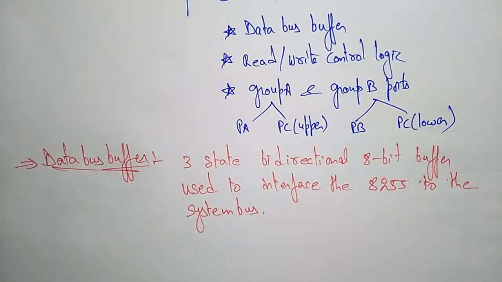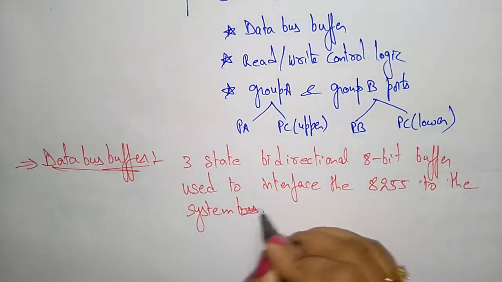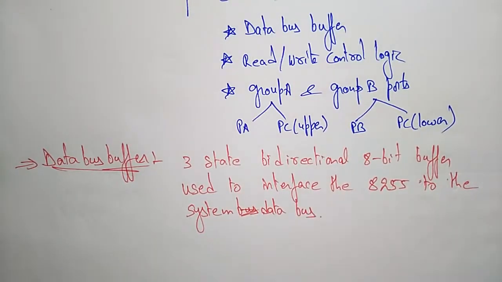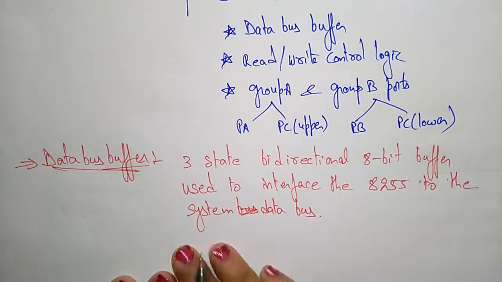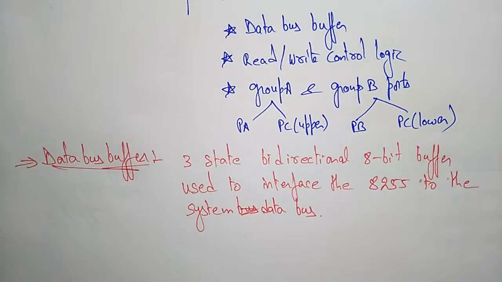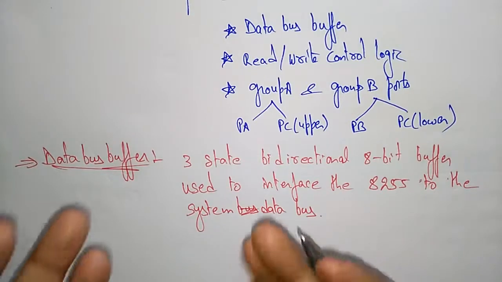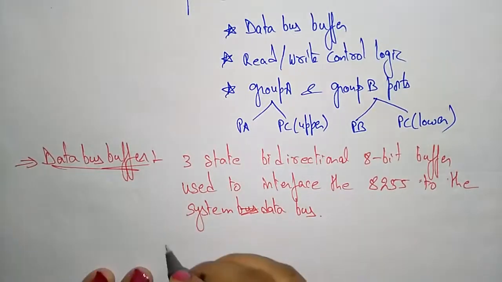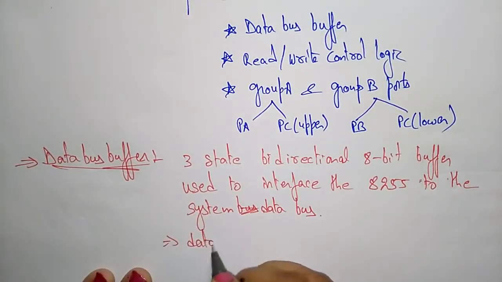It is used to interface the 8255 to the system, you call it a system data bus. So it's just connected to the system data bus. Here the data is transmitted or received by the buffer upon execution of the input instruction by the CPU. So whatever instruction the CPU is giving, based on that instruction, the data is transmitted or received.